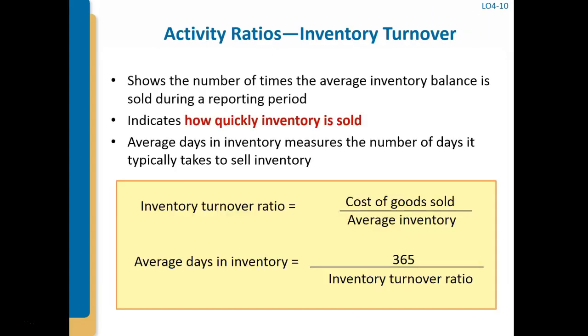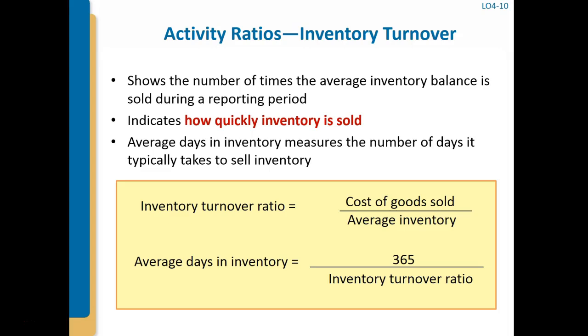An important activity measure for a merchandising company, which is like a retail or wholesale or manufacturing company, is what we call the inventory turnover ratio. The ratio shows the number of times the average inventory balance is sold during a reporting period. It indicates how quickly inventory is sold. The more frequently a business is able to sell or turn over its inventory, the lower its investment in inventory must be for a given level of sales. The ratio is computed by dividing the period's cost of goods sold by the average inventory balance. The denominator, average inventory, is determined by adding beginning and ending inventory and dividing it by 2.